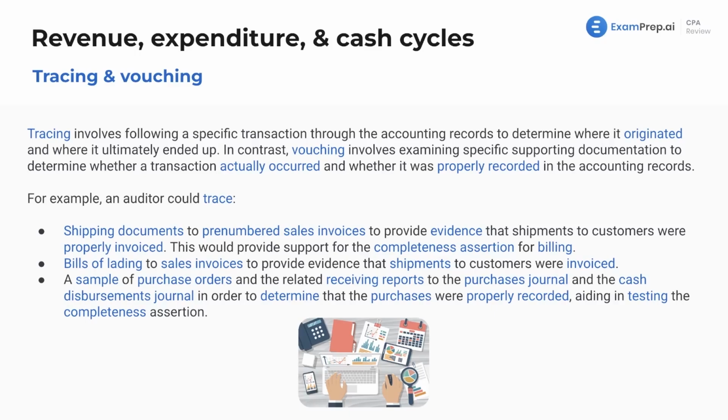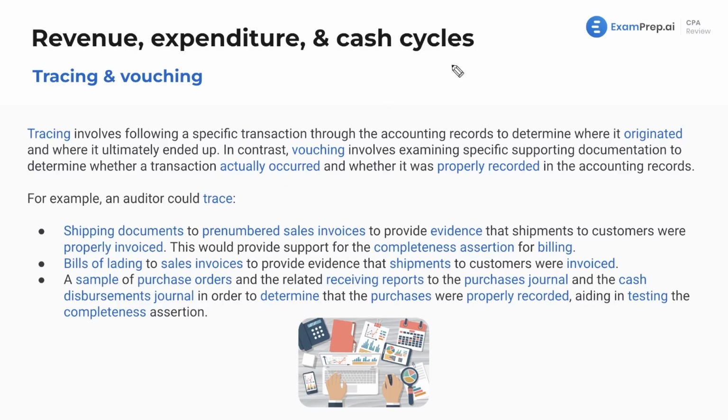Tracing and vouching, as promised, we are going to go through these. Sometimes people get confused by these, and I want to make sure you are familiar with it. Now, tracing involves following a specific transaction through the accounting records to determine where it originated and where it ultimately ended up. In contrast, vouching involves examining specific documentation to determine whether a transaction actually occurred and whether it was properly recorded in the accounting records.